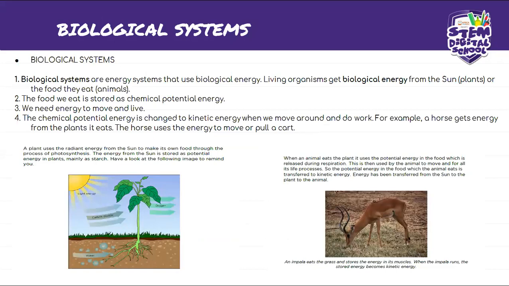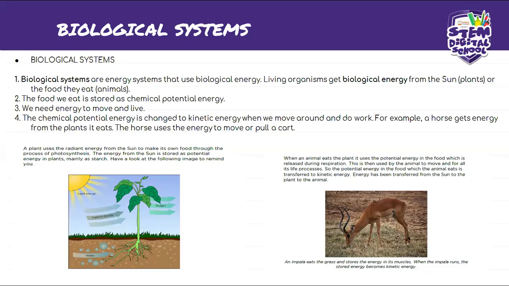All right. Now let's look at the biological systems. Biological systems are energy systems that use biological energy. Living organisms get biological energy from the sun, in brackets plants, or the food that they eat. The food we eat is stored as chemical potential energy. We need energy to move and live. The chemical energy is changed to kinetic energy when we move around and we do work.